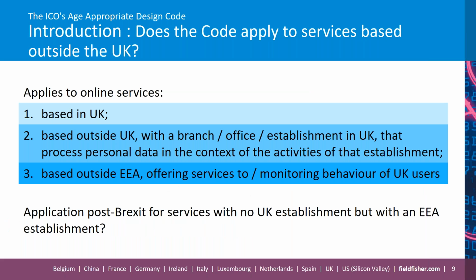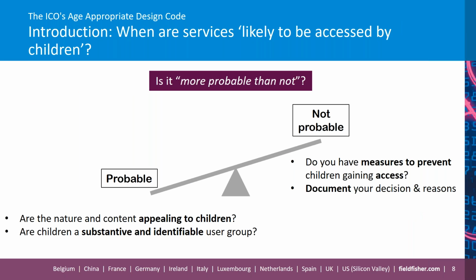So to recap, the key factors in determining whether your service is likely to be accessed by children are: is it more probable than not, in terms of the nature of your content and the accessibility of your content? Do children form a substantive and identifiable user group? And then lastly, make sure you document your decision and your reasoning. So on to the next slide.